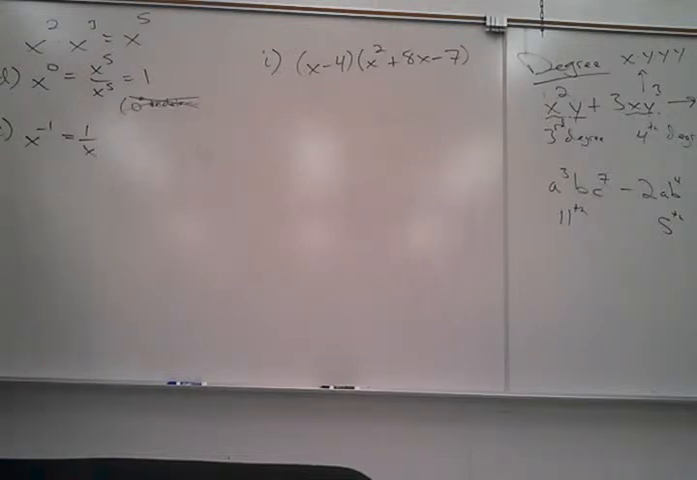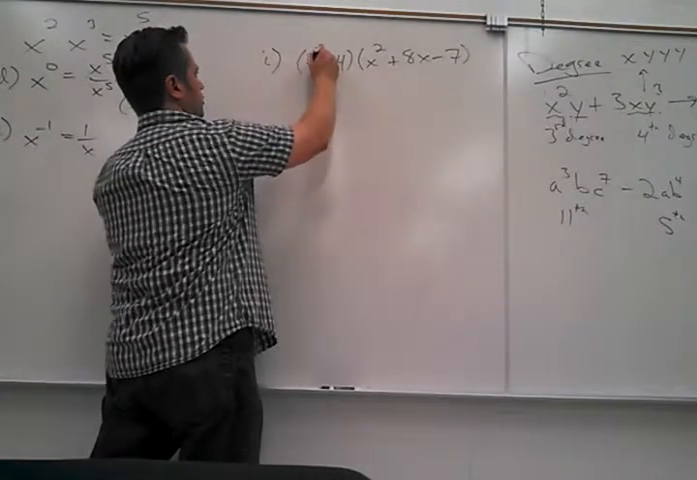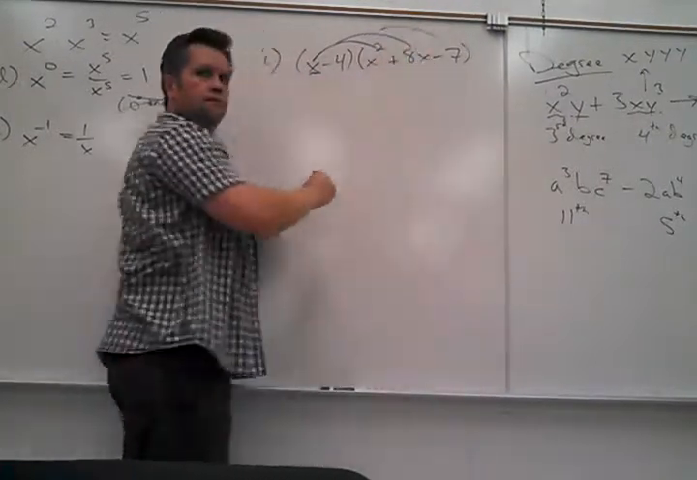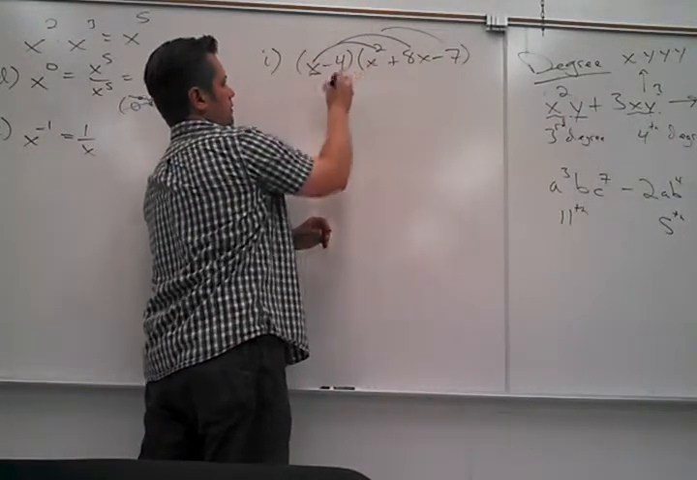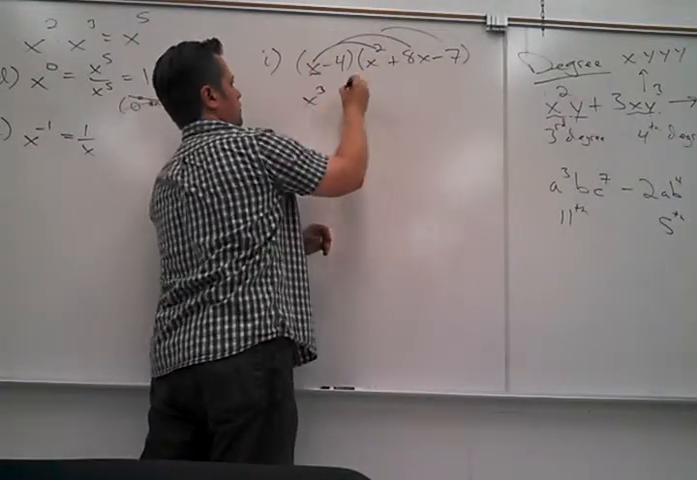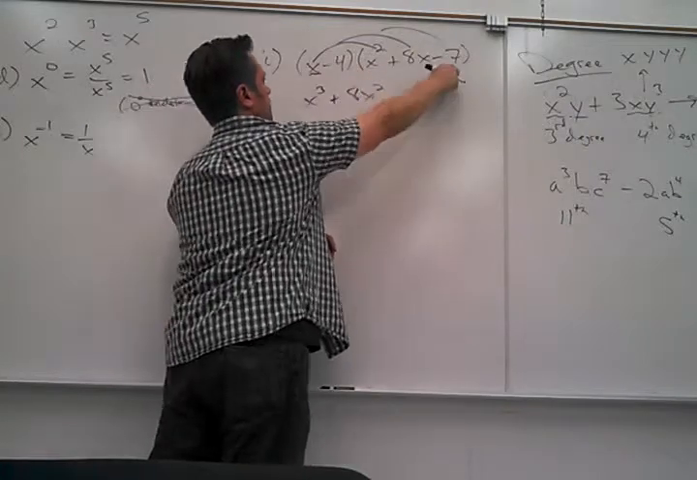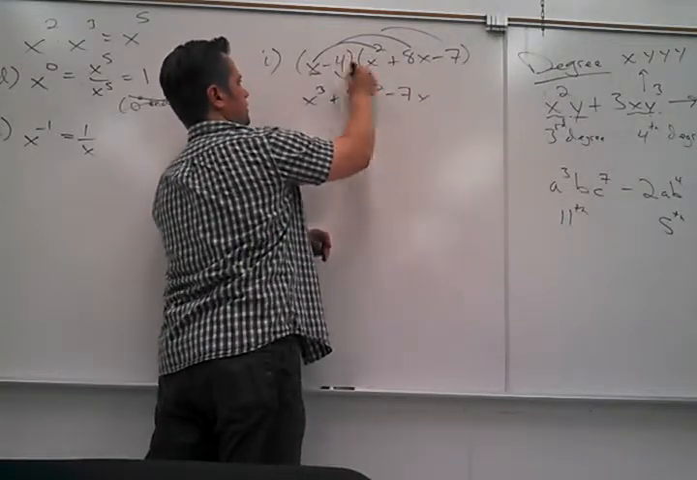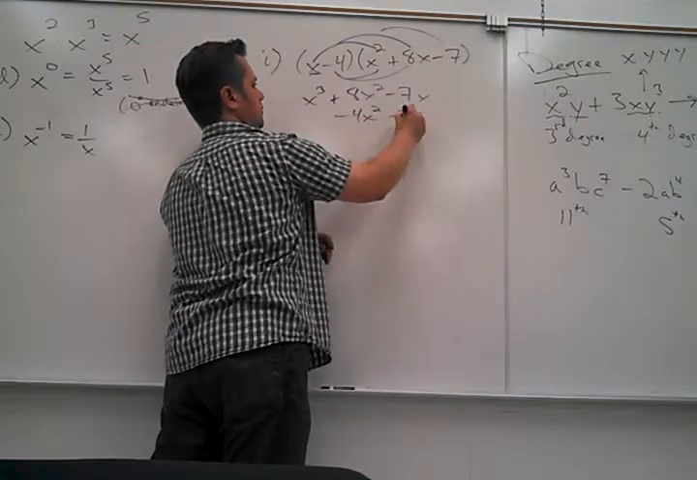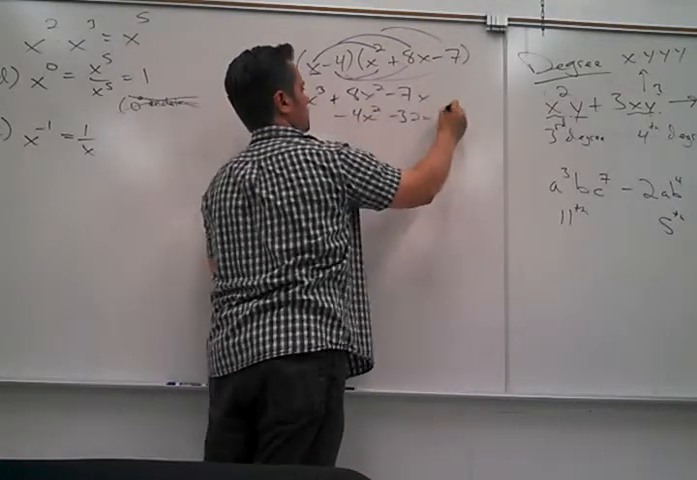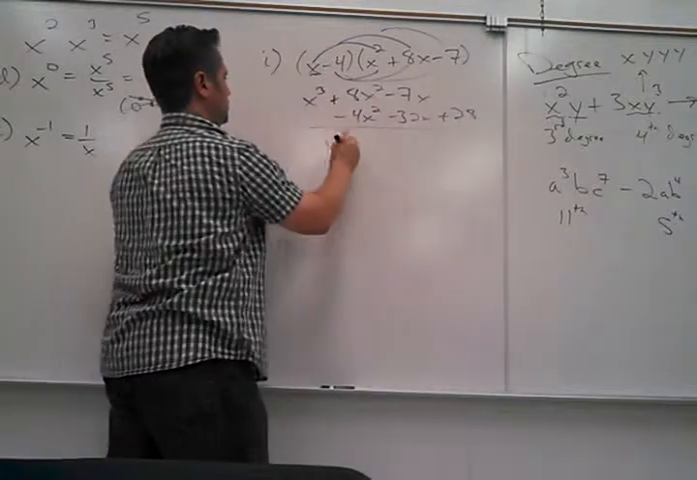So this is not really FOIL, but we sometimes just call this FOIL as a catch-all. All I really have to do is distribute each piece of this one at a time, right? That's the idea. So I get x cubed plus 8x squared minus 7x minus 4x squared minus 32x plus 28. And then I just put my like terms together.